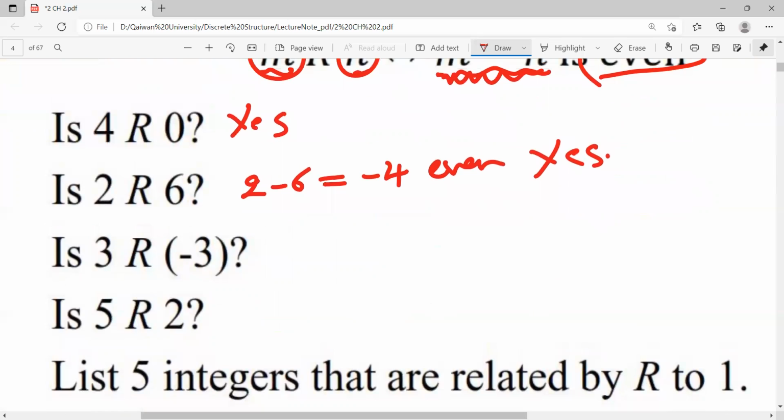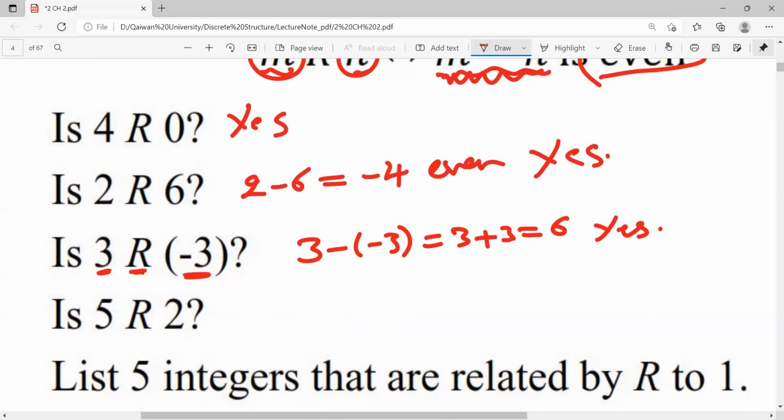How about this one? Is 3 related to negative 3? Let's see. We have 3 minus the second one, which is negative 3. We must subtract minus 3 from 3, and we get 3 plus 3. Negative becomes positive, so it's 6. It's also even. The answer is yes.